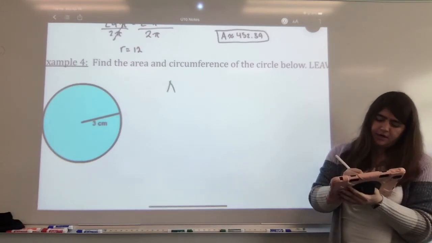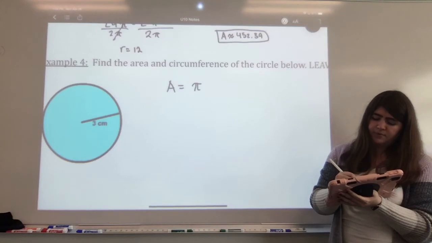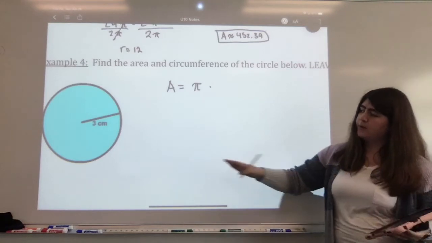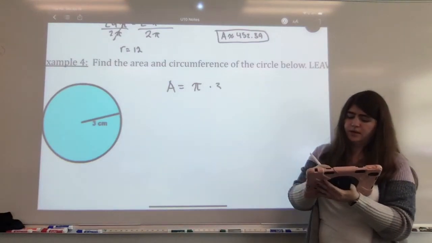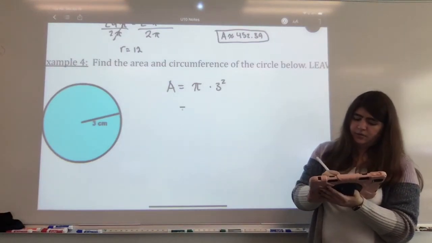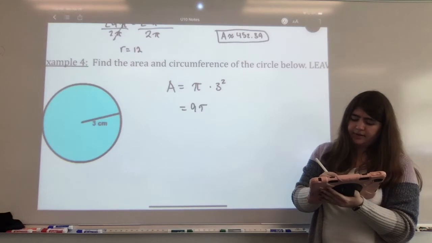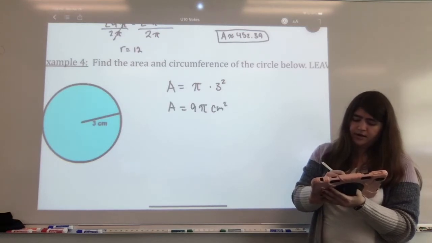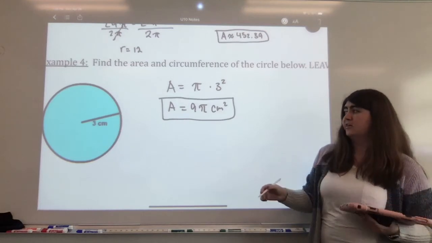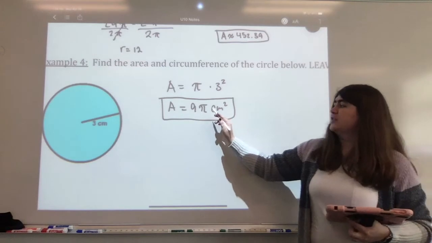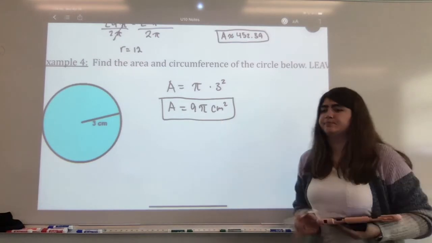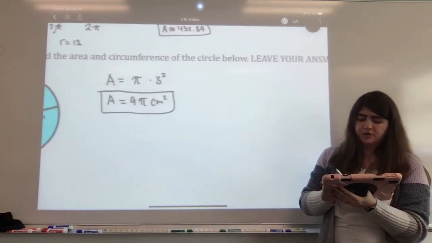So I have area is equal to pi times my radius squared. My radius in this circle is given to me as 3, so I have 3 squared. 3 squared is 9, so I have 9 pi, and this is centimeters squared. And that right there will be my answer because I want to leave this in the simplest form without multiplying out pi.